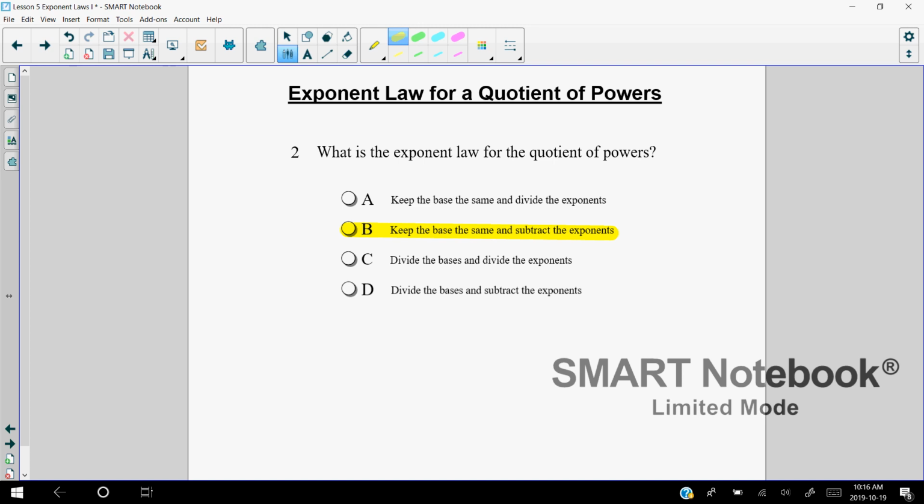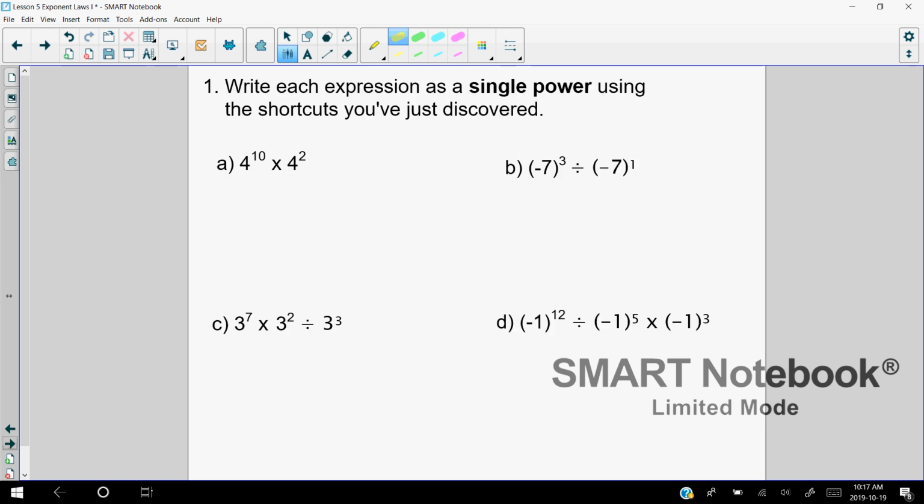My rules are product law. If the bases are the same, I can keep the base and add the exponents. For quotient law, if the bases are the same, I keep the base and subtract the exponent. This will help us simplify complicated questions. So now that we have our rules, let's apply them to some examples.